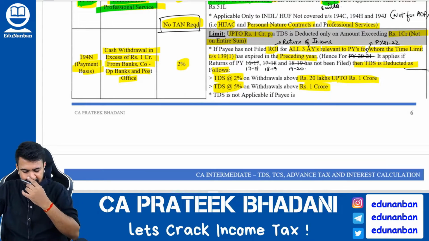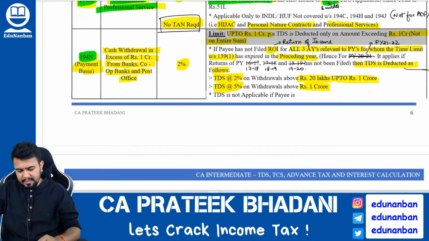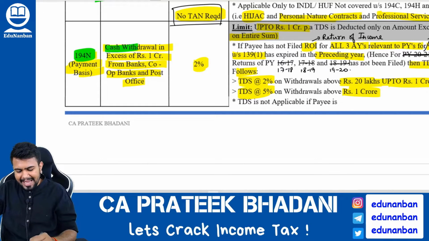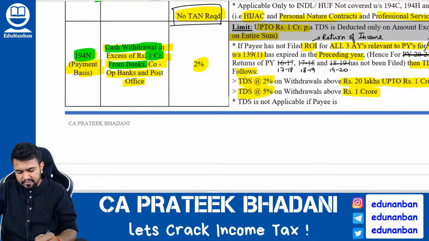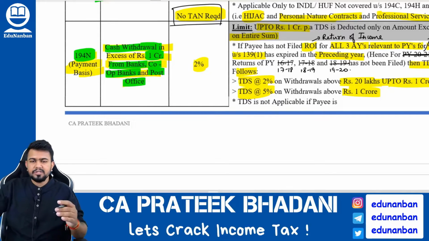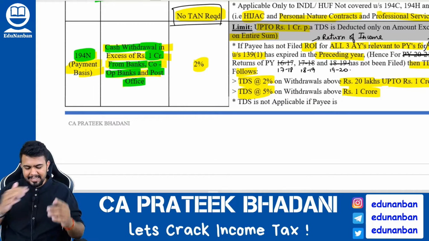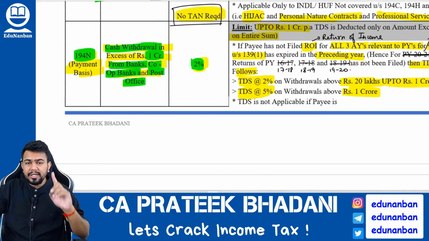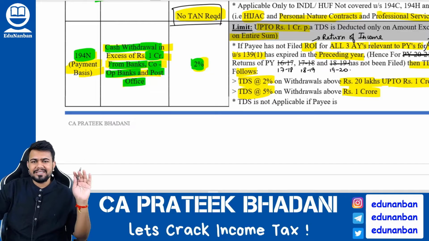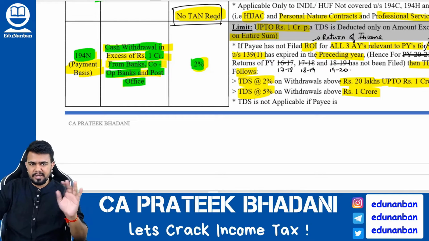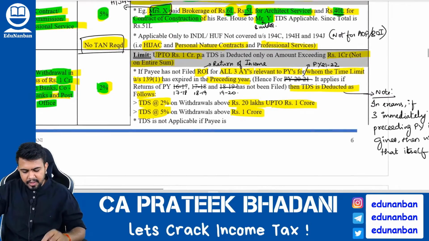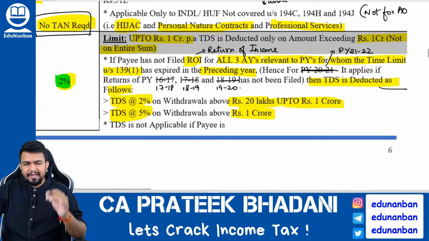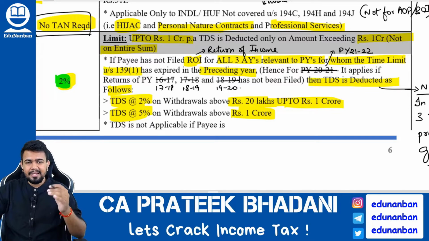Now let us discuss section number 194N. 194N is applicable on cash withdrawal in excess of 1 crore rupees from bank, cooperative bank and post office. So if there is a cash withdrawal of more than 1 crore rupees, then TDS will be deducted at 2% only on the excess amount. So on the first 1 crore, no TDS to be deducted. Only on the excess amount TDS will be deducted at 2%, and here also TDS will be deducted only on payment basis.